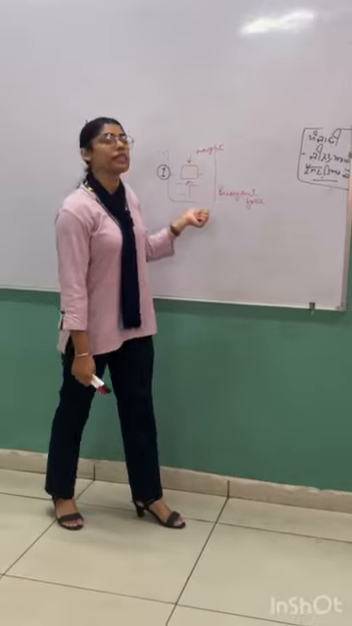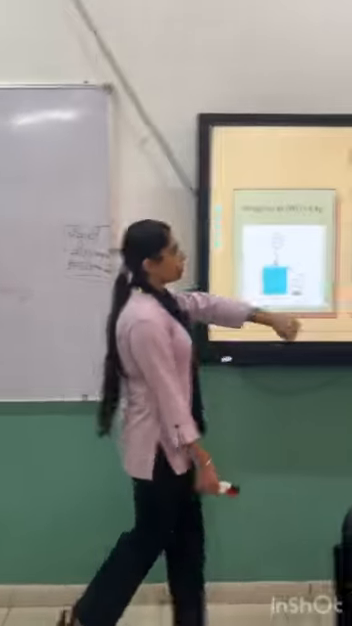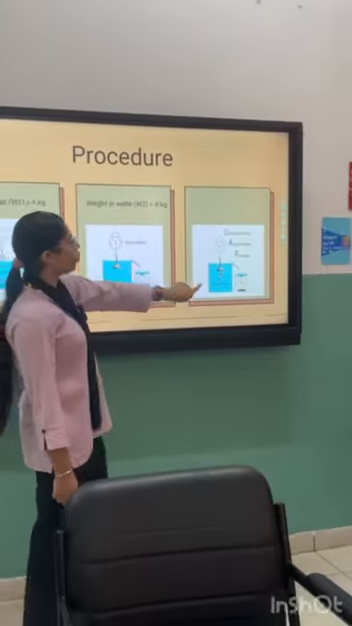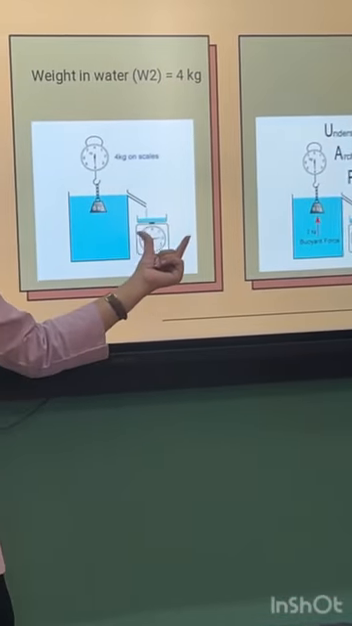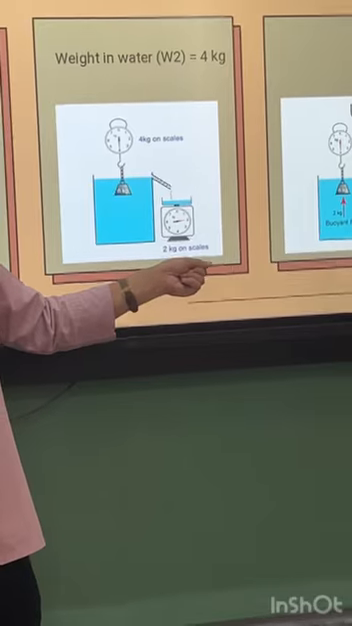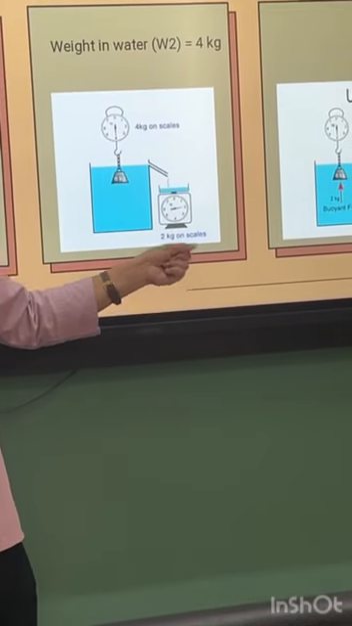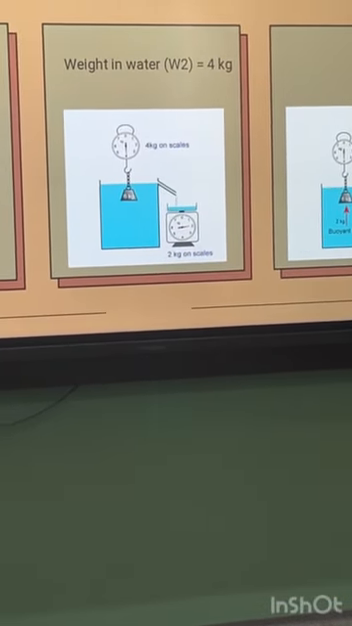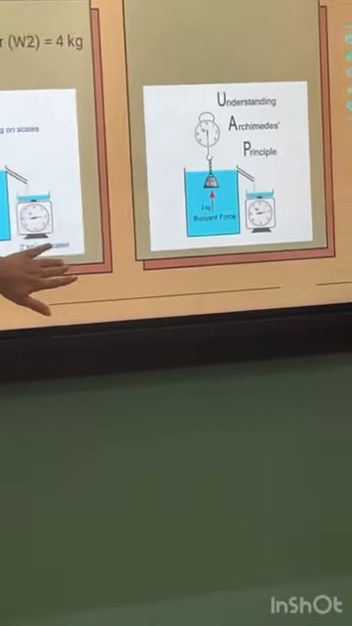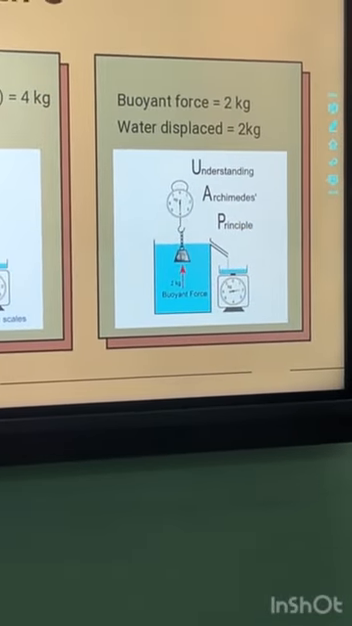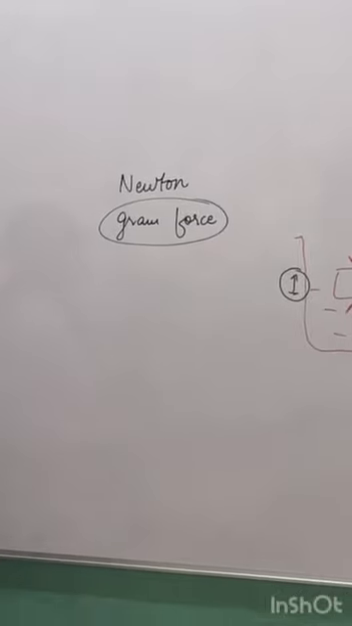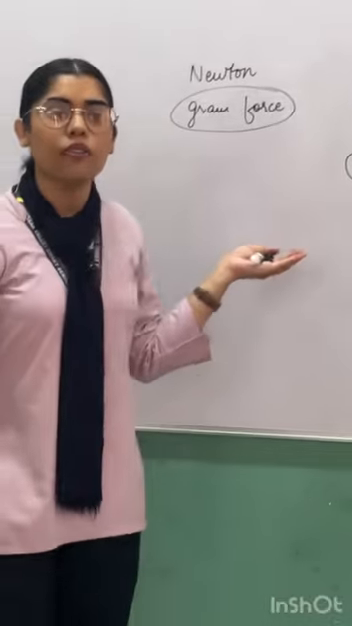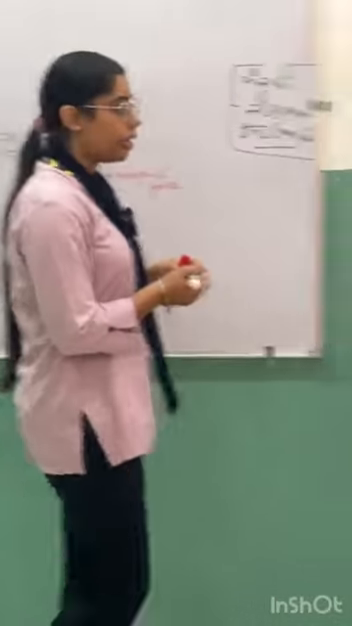It is decreasing due to the buoyant force. After that, we are going to weigh this beaker which has collected the water level rise. This will also weigh how much? 2 kgs. 2 kgs is the weight of displaced water, and as well 2 kgs is the buoyant force, right? You can also write it as gram force or kilogram force, because this is the unit of force, right?